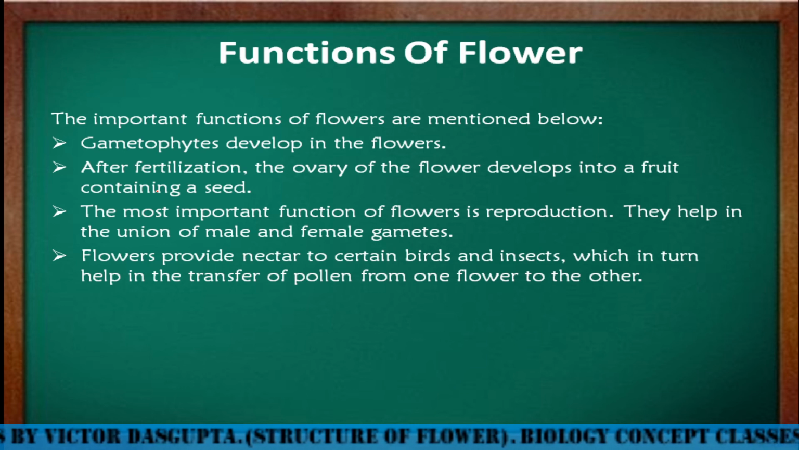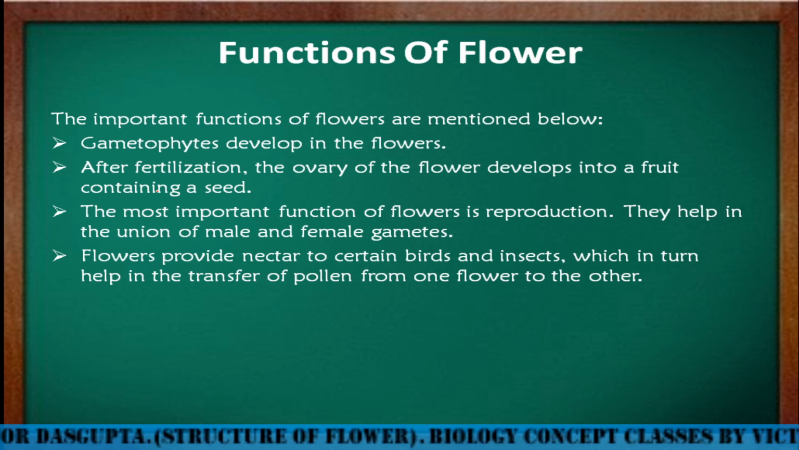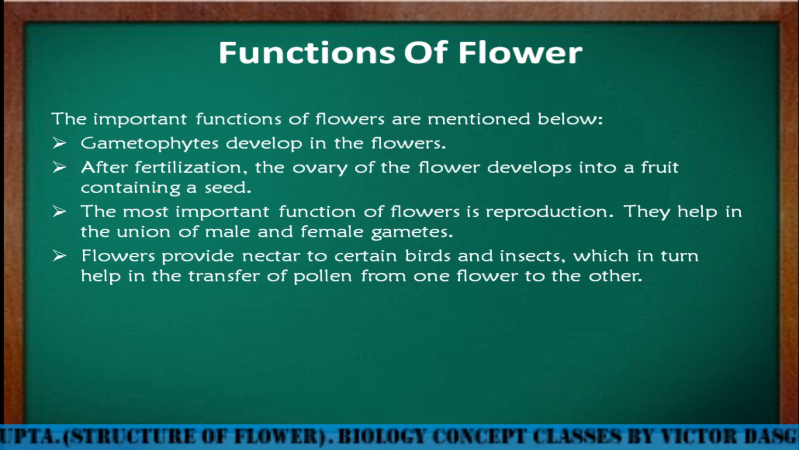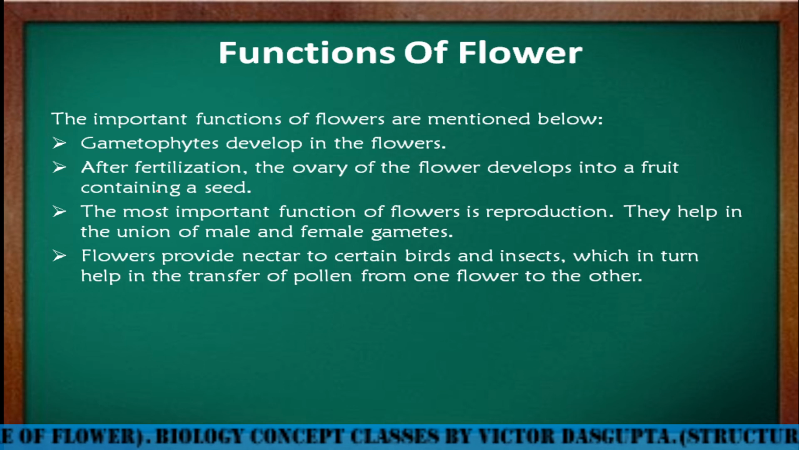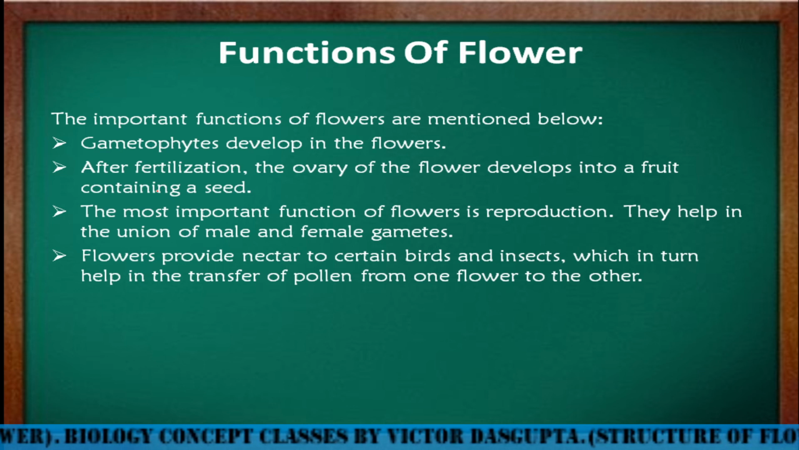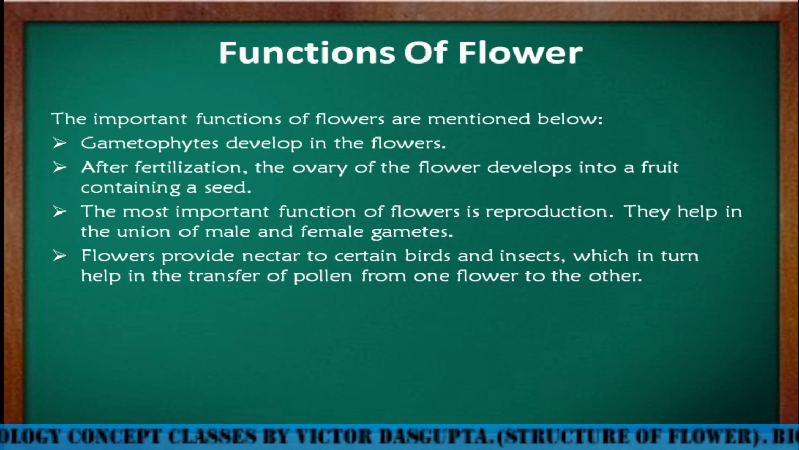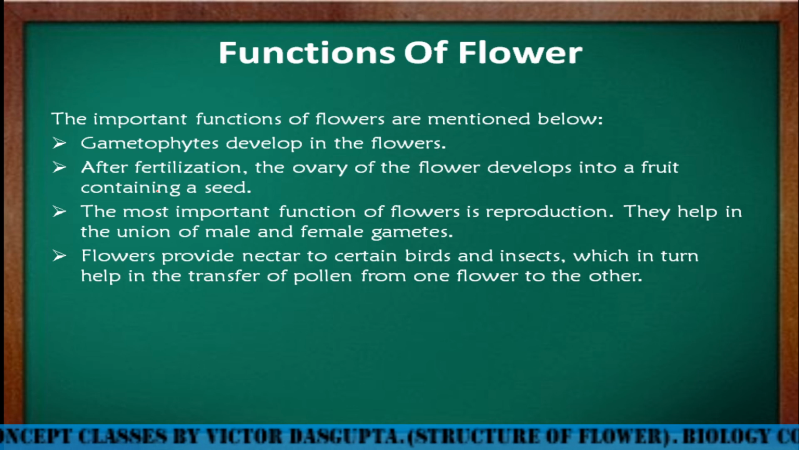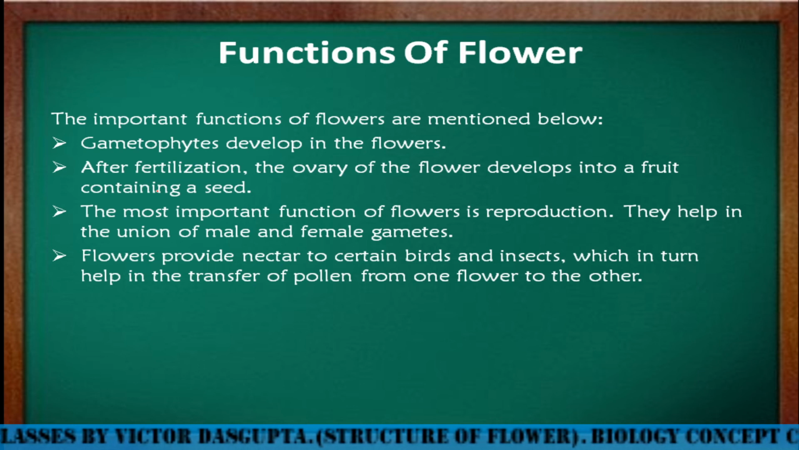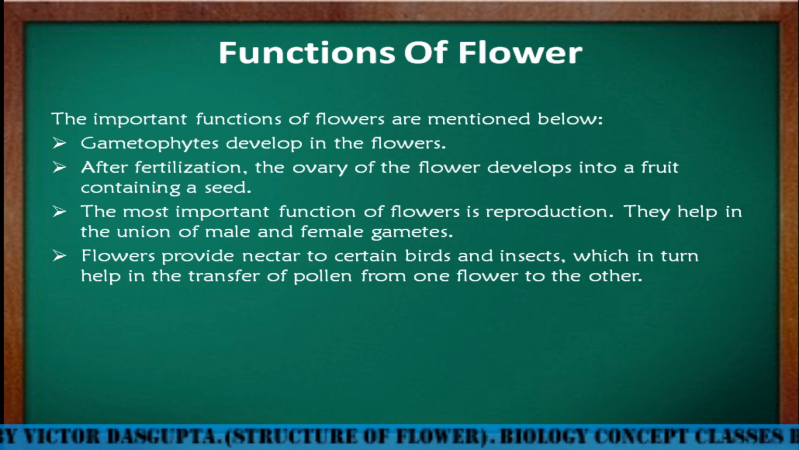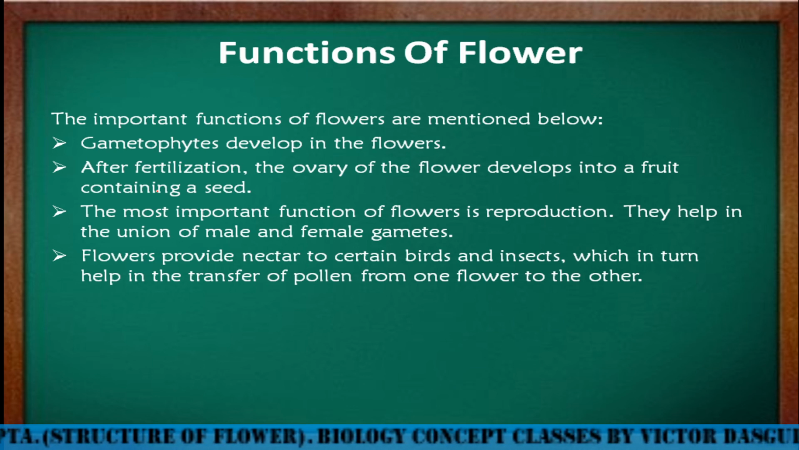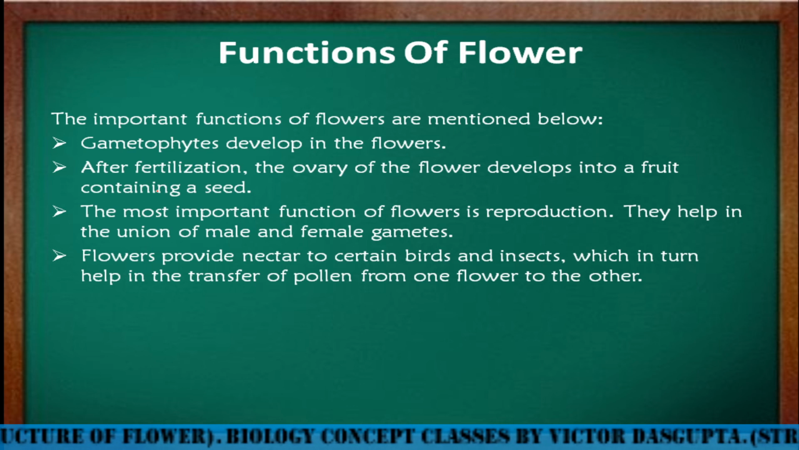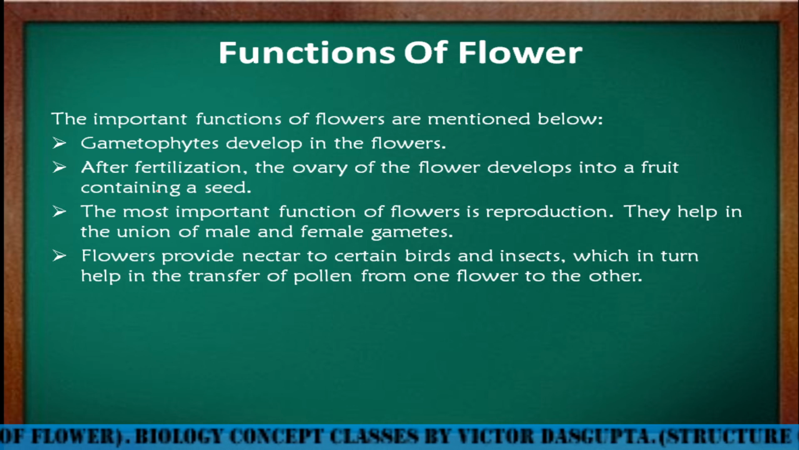The most important function of the flower is reproduction. That's why it is a reproductive organ. They help in the union of male and female gametes, right? The flower also provides nectar to certain birds and insects, which in turn helps in the transfer of pollen from one flower to another. Indirectly, we can say this feeds the pollinator, and the pollinator in turn returns the favor by doing pollination.